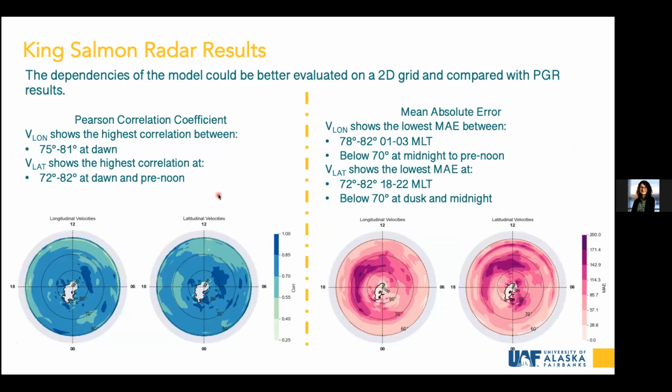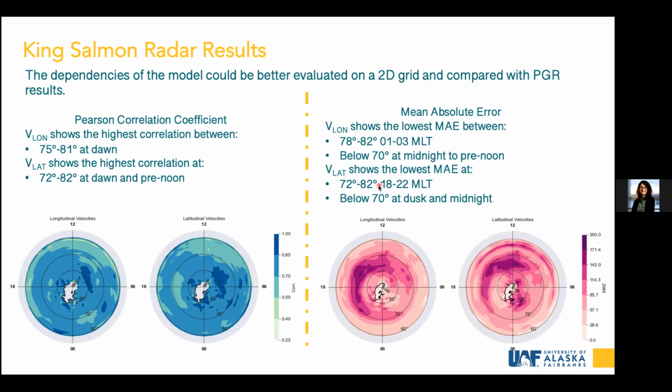Again, looking at the Pearson correlation coefficients and mean absolute error, now we see a little bit of a different picture, especially with the mean absolute errors. But let's start with the correlation coefficients. Longitudinal wise, the highest performance goes to 75 to 81 degrees from dawn to pre-noon sector in longitudinal velocity. And in latitudinal velocity, we see a similar region, at a little bit higher latitudes and spread a little bit wider, where the model performs better.